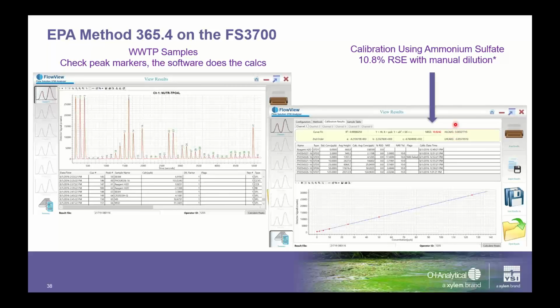We can tell you from experience that if you do this with the auto diluter, you can easily cut that relative standard error in half. But they've done the same thing here. They've generated their calibration curve, and they've run their samples, and they've done full peak integration of those samples to get the concentrations of total phosphorus in those samples.